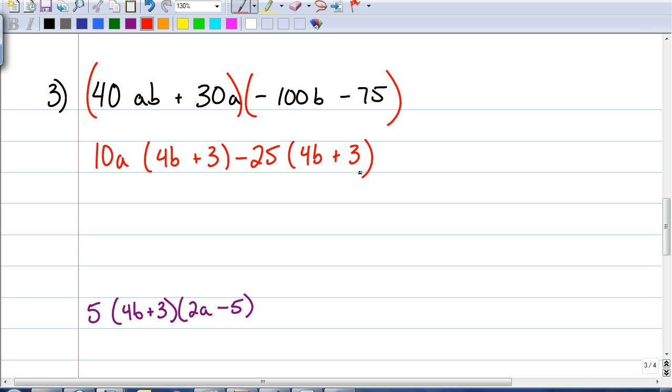Now let's say if I didn't do the 25. Let's say if I'd accidentally done just minus 5. Well, when I do that, I'd end up with 20b minus 15.